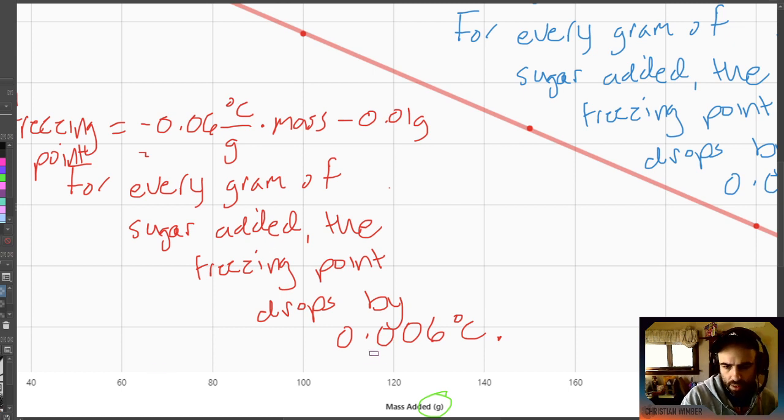So I'm actually going to erase this real fast and mess with my numbers here. Sorry, I don't know if you caught it. I just copied and pasted this because handwriting is so hard on this thing. But now we would interpret the slope as saying for every gram of sugar added, oh, we're not doing sugar anymore, we're doing salt, one second. For every gram of salt added, the freezing point drops by 0.06.